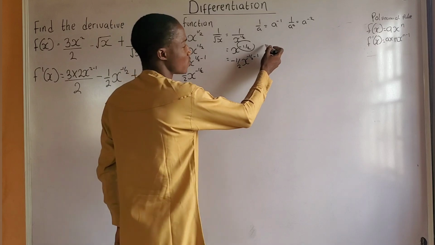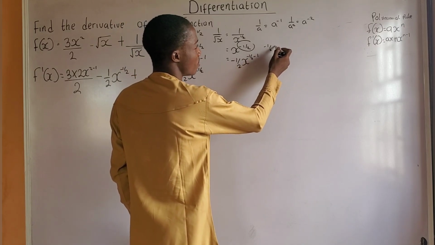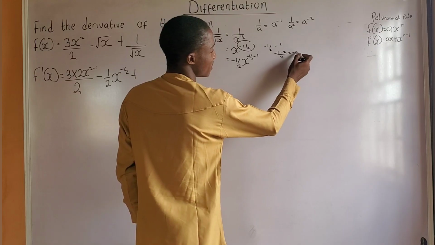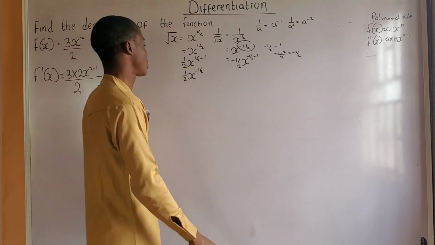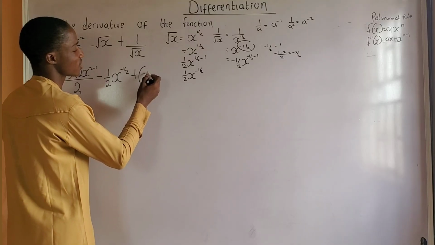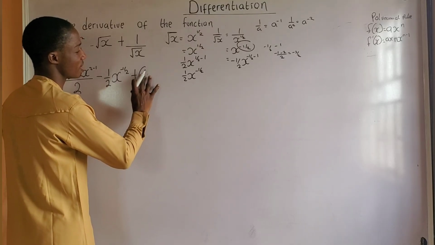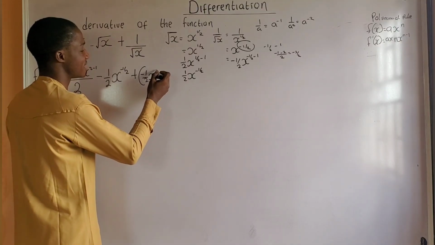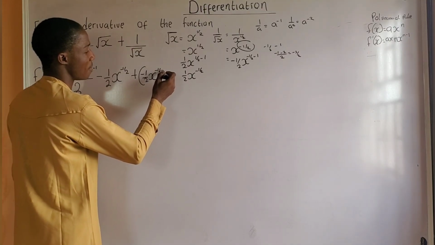Now, negative 1 over 2, please pay attention. Negative 1 over 2 minus 1. LCM 2, right? Minus 1 minus 2, which is what? Negative 3 over 2. Okay? So for this, I'm going to have plus minus 1 over 2 multiplied by x raised to the power of negative 1 over 2 minus 1.